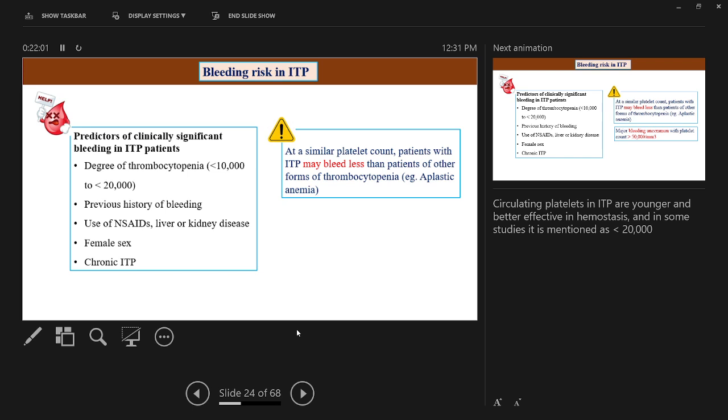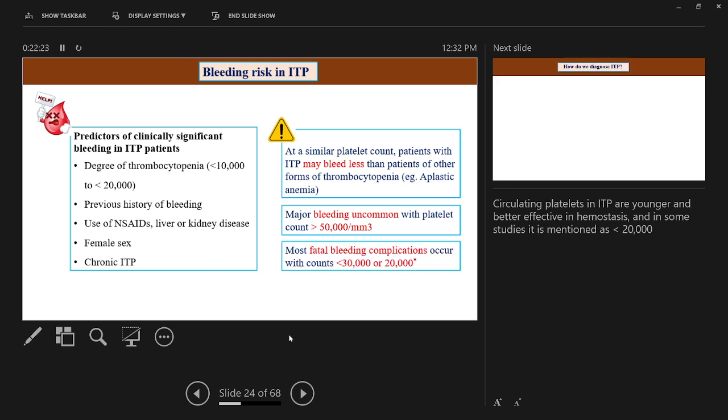Very good. So basically, these platelets are structurally and morphologically normal. And apart from that, the autoantibodies that are formed are actually targeting the older platelets. So the younger platelets, which are rich in alpha granules, dense bodies, and lysosomal granules, are actually preserved. So they are hemostatically better able to control the bleed. Major bleeding is uncommon with a platelet count of more than 50,000, and most fatal bleeding complications occur with counts of less than 30,000 or 20,000.